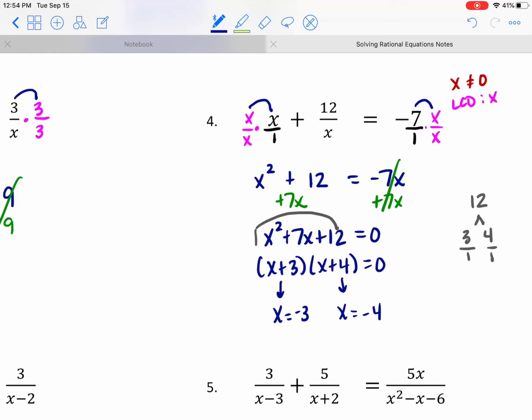And neither one of those is restricted, which means they are both valid solutions. So this equation has 2 valid solutions. Neither one of those was restricted. Okay?